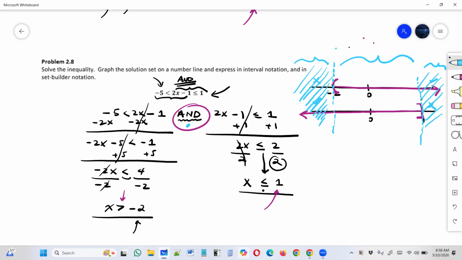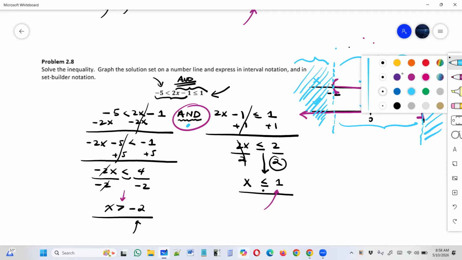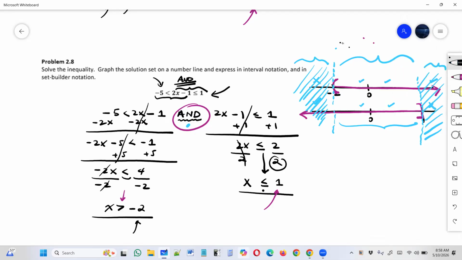Notice that the only region where there is a solution for both is in the middle here. Okay? So this is our solution for the AND case. Now it begins at the -2 with the parenthesis, comma, and it stops at 1 with a bracket. All right?